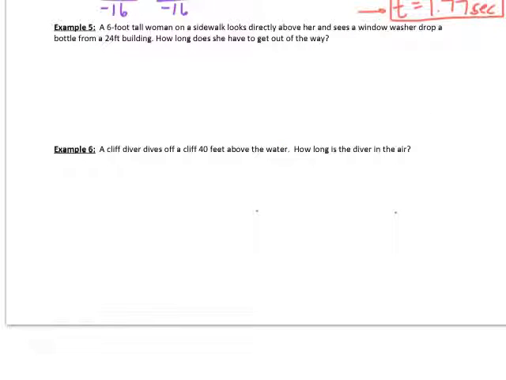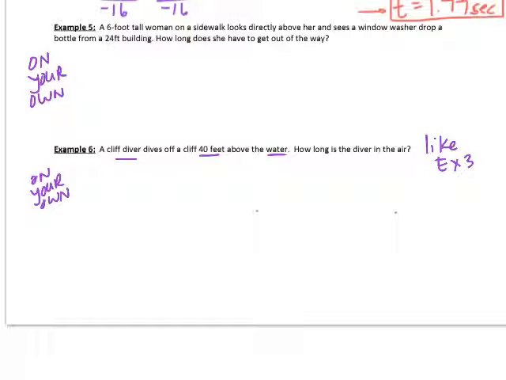All right, so we have 2 problems left. I would like you to try this one on your own. That's example number 5. And I'd also like you to try example 6 on your own. So I'm just going to give you a little hint about each one of them. Example number 6 is like example 3. The reason it's like example 3 is because the cliff diver here is falling all the way into the water. So from 40 feet up to the water line will be 0 height.